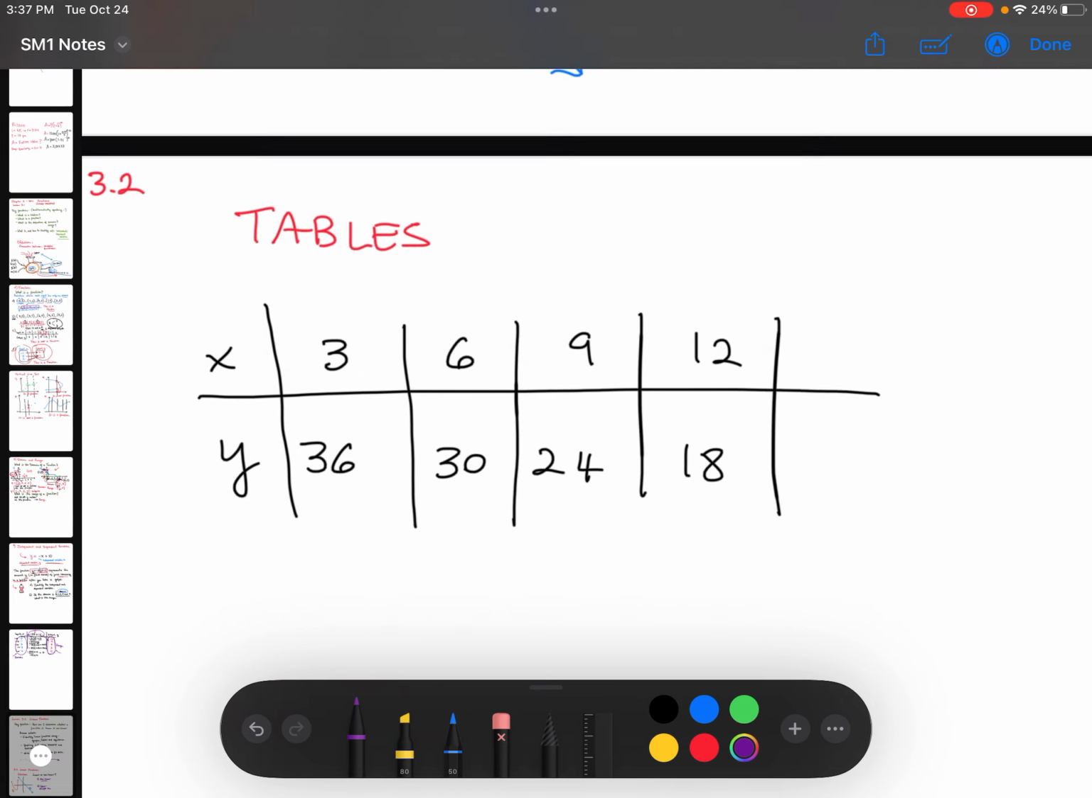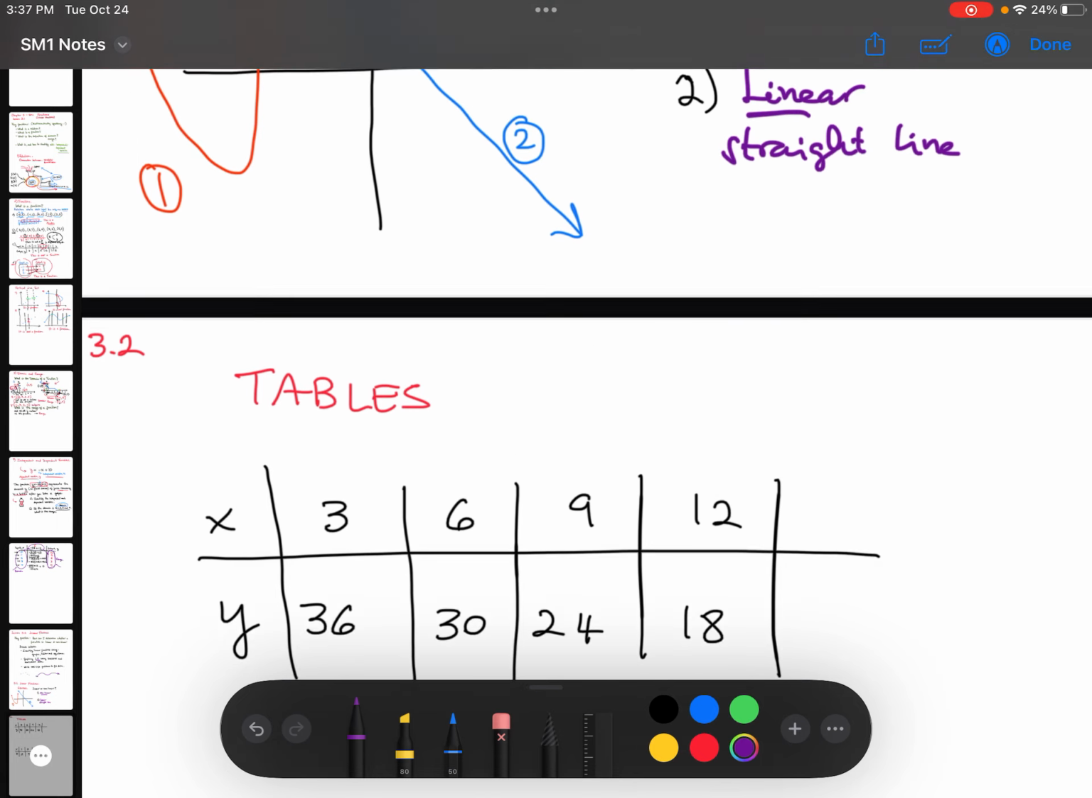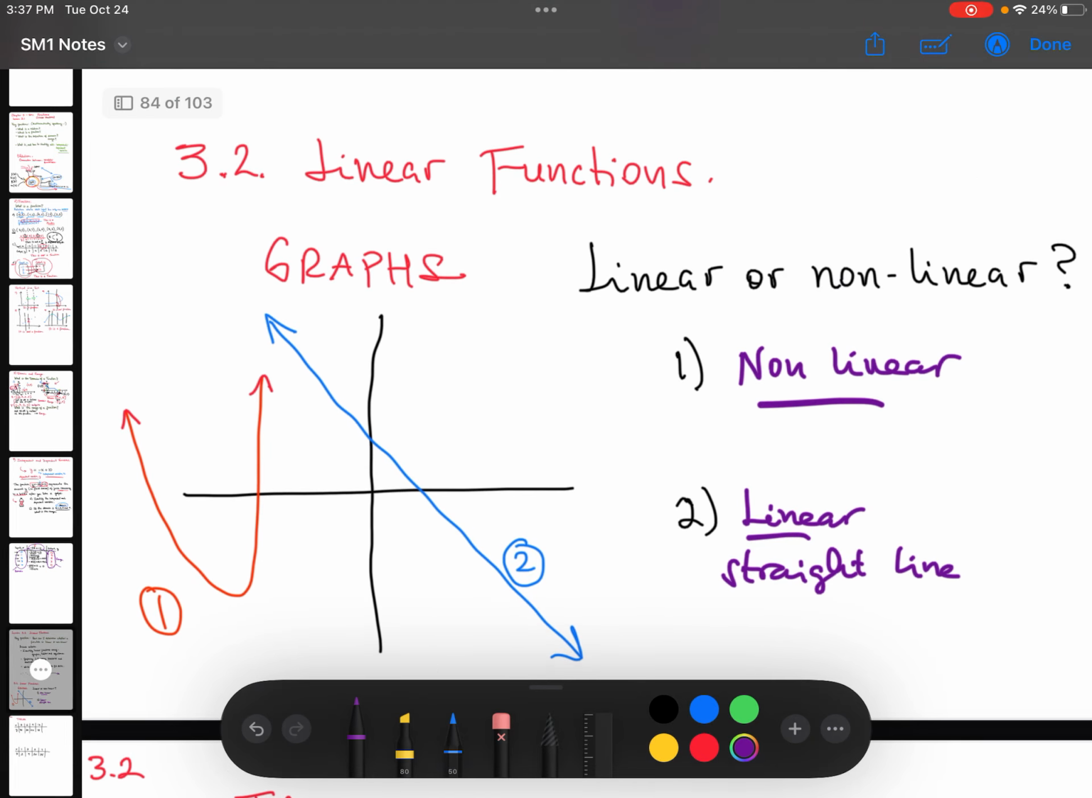Let's keep going and let's take a look at tables. In tables, I want you to pay attention to it. And you know what? We're going to leave it for the next video because you need to pay complete and all your attention for that. So let's keep this video just for graphs.